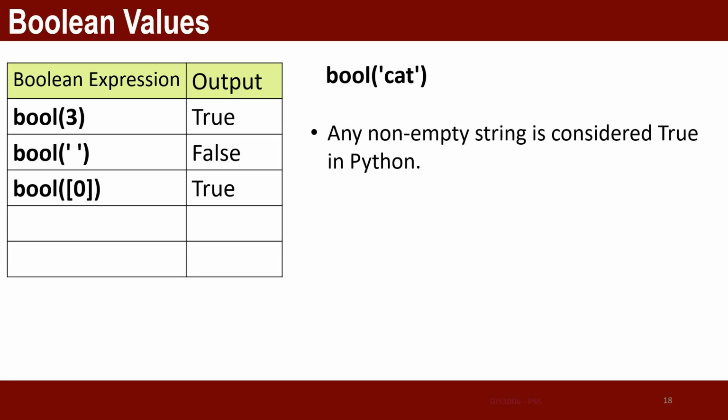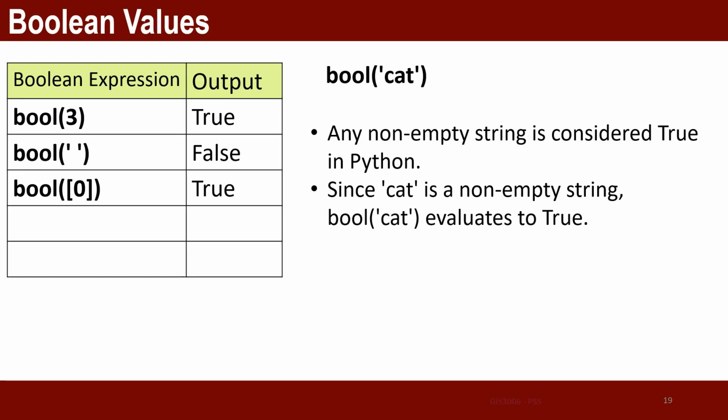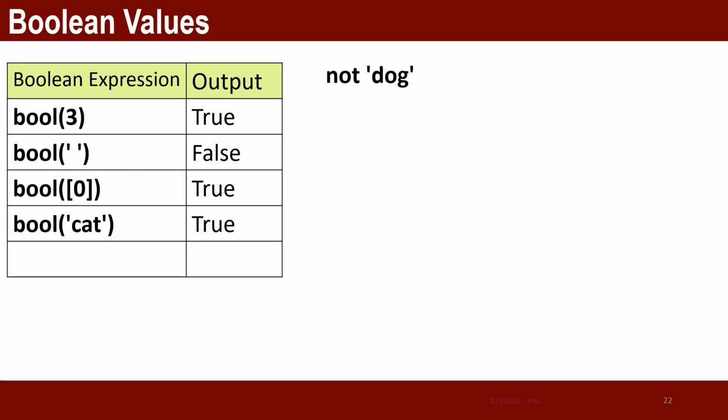Bool of cat, where cat is a string. Any non-empty string is considered true in Python. Since cat is a non-empty string, bool of cat evaluates to true. The result will be true.